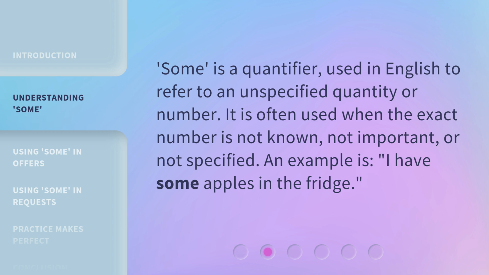Some is a quantifier, used in English to refer to an unspecified quantity or number. It is often used when the exact number is not known, not important, or not specified. An example is, I have some apples in the fridge.